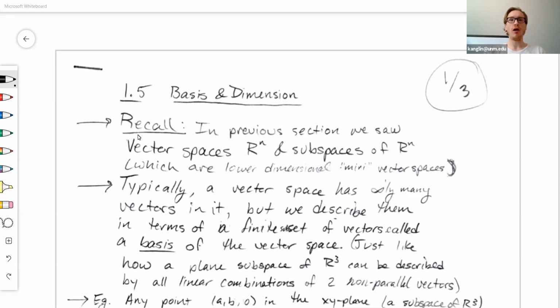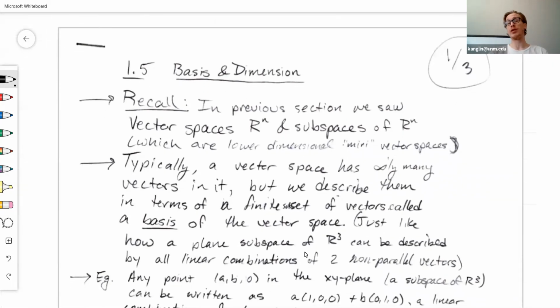Let's start here by recalling that in the previous section, we talked about the vector space Rn and subspaces of Rn. But remember, we can think of those subspaces as being kind of lower dimensional mini vector spaces, right? They're kind of smaller vector spaces contained in some bigger vector space. So typically a vector space has infinitely many vectors in it, but we describe them in terms of a finite set of vectors called a basis of that vector space.